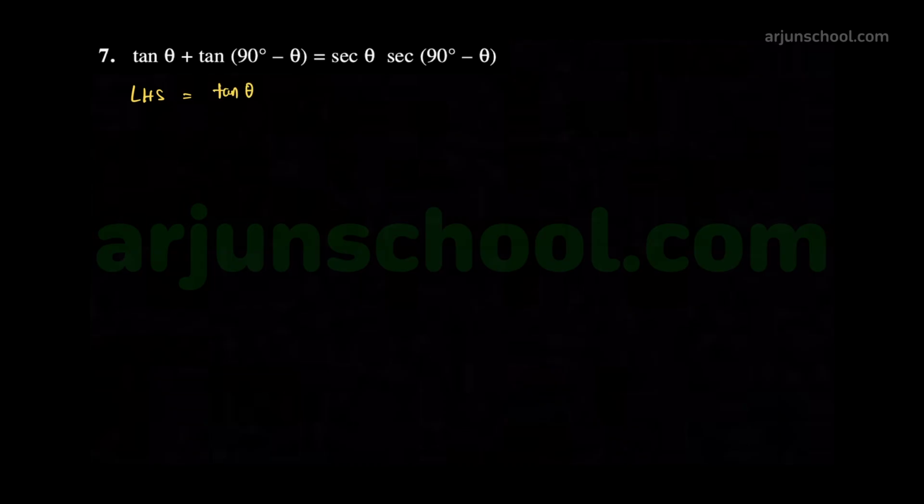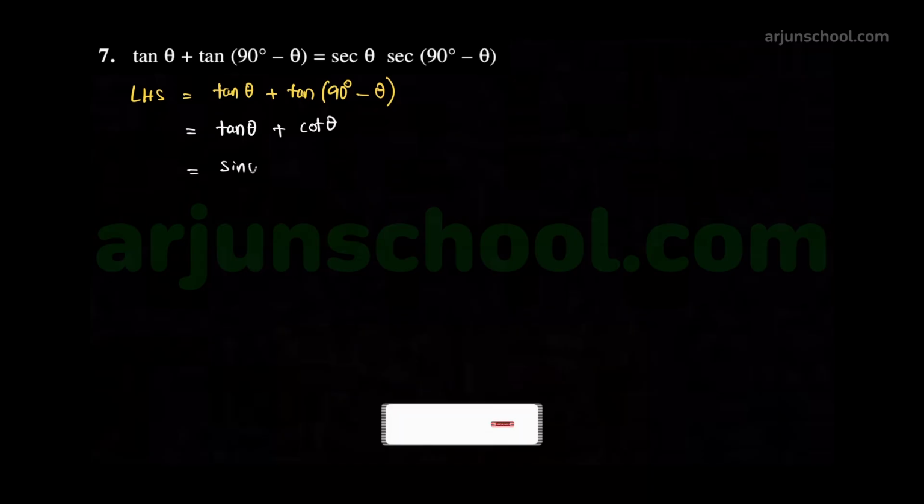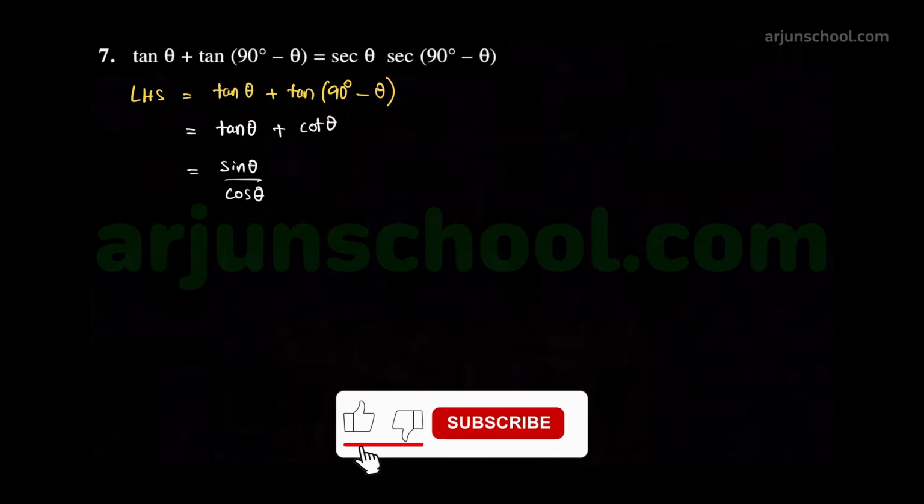LHS is equal to tan theta plus tan of 90 degrees minus theta. That is equal to tan theta plus, we know that tan of 90 degrees minus theta is equal to cot theta. We can write tan theta as sin theta by cos theta. Cot theta can be written as cos theta by sin theta.